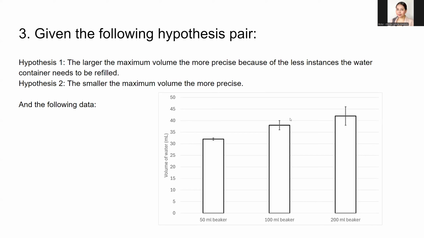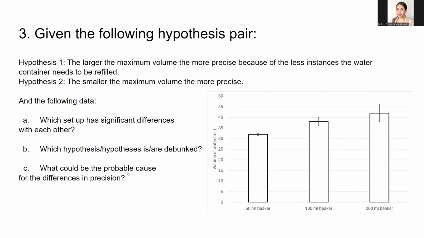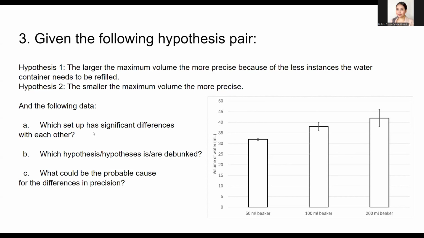And then we have the following data, which shows the height of the bars represent the average volume of water measured using the 50 ml beaker, the 100 ml beaker, and the 200 ml beaker. And then you have your error bars representing the variation. So the first question is, which setup has significant differences with each other?